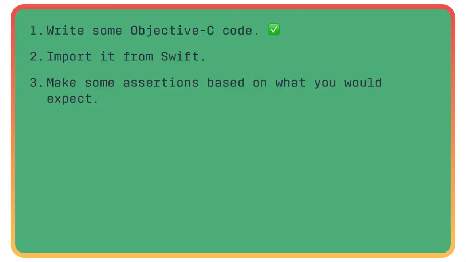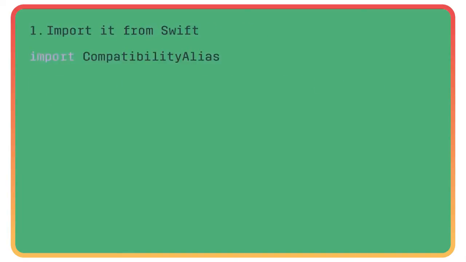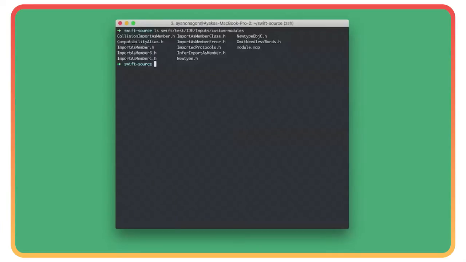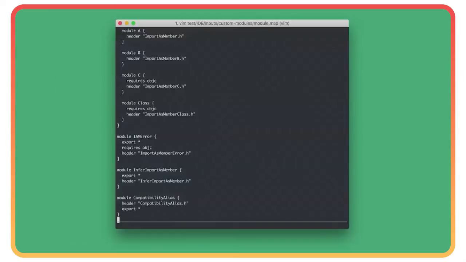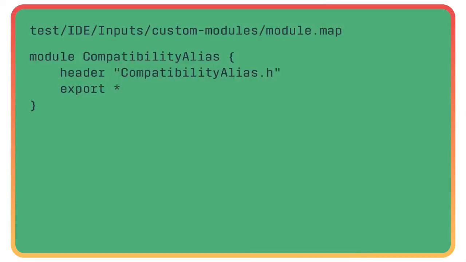So I'm going to import compatibility alias. But how did I actually do that? Like, how did I import that Objective-C file as a module? Well, if you look in this directory again, there's that one little thing there called module.map. If you open that, you'll notice that all the other Objective-C headers are exported as modules in this file. So what I did was I defined my own module map, basically just copied what the other things were doing, and then pasted it right there at the bottom of the file. And we're set for that.